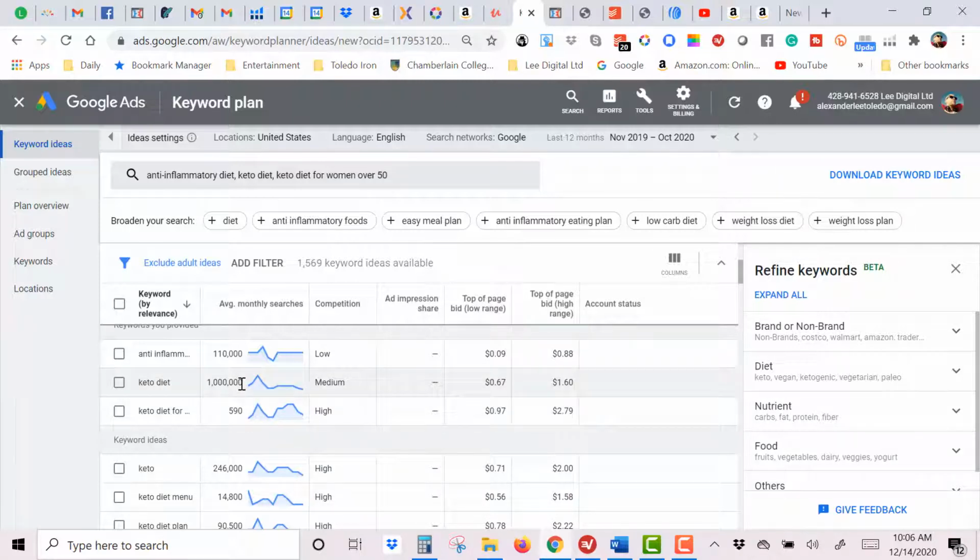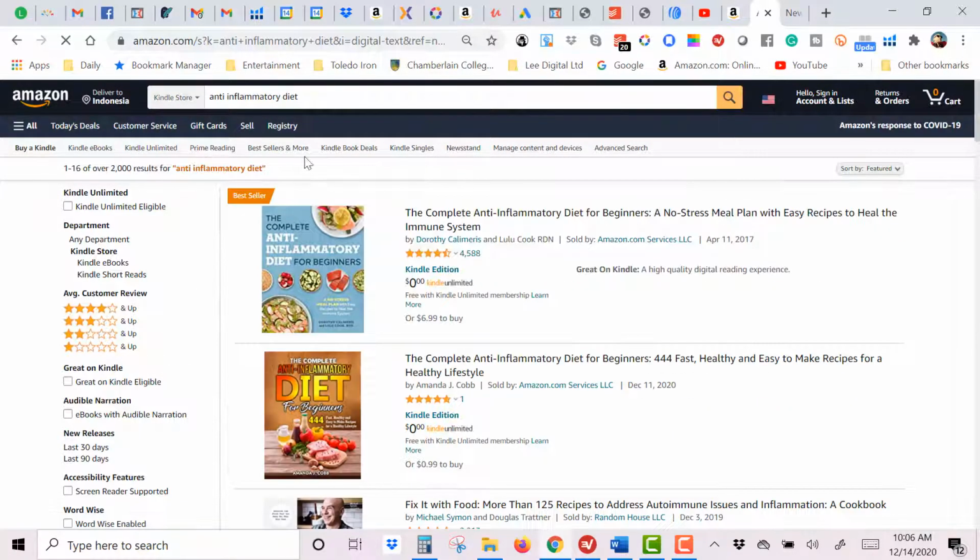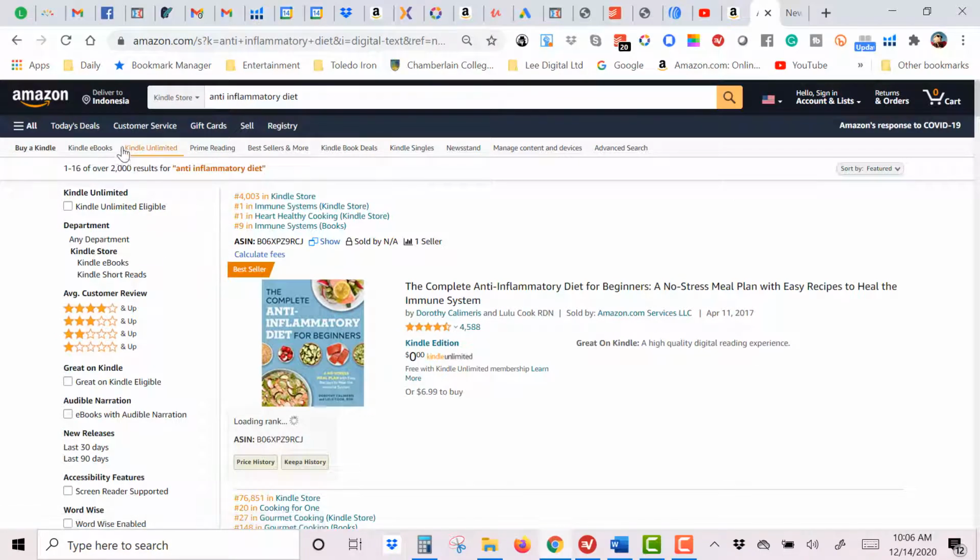Let's look at these two examples in Amazon through Helium so you could start getting a better understanding of how you put this all together. All right. And keep in mind, I said that mostly all keywords are profitable, even this one that only has 590 searches per month, even this one that has 110,000 compared to 1 million searches. Let's look at those data points here on Amazon. Okay, so I've already done the research here. Let's refresh it. Anti-inflammatory diet, you can see it's a lot less competitive, only 2,000. Keto diet had over 10,000. So let's do the same process here.